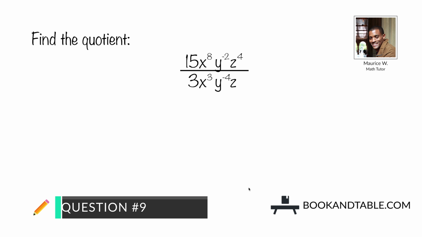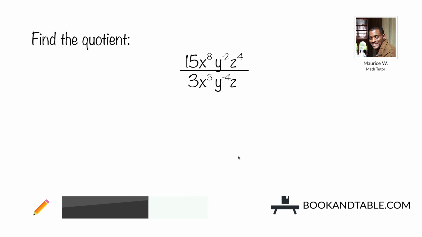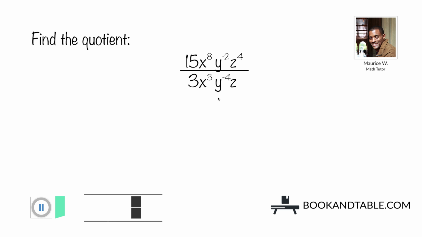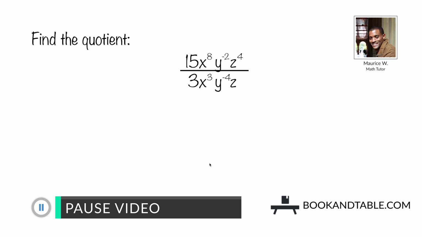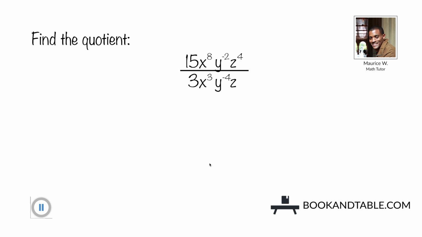Question number 9. Find the quotient of 15 x to the 8th, y to the negative 2, z to the 4th, divided by 3 x cubed, y to the negative 4 times z. Pause the video, answer this question, and then press play when you are ready to begin.